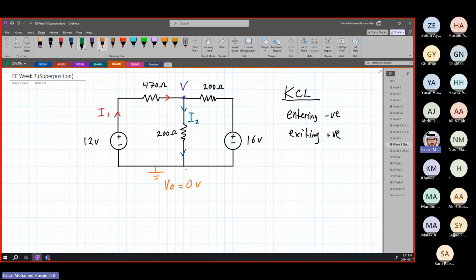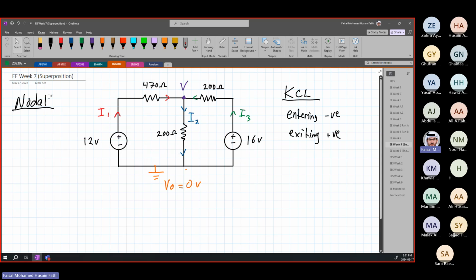And then we have a current going in from here. We'll call this I3. All right, so this is just nodal review. I'm just reviewing nodal analysis quickly, and then I will show you how to solve the same exact question using superposition.